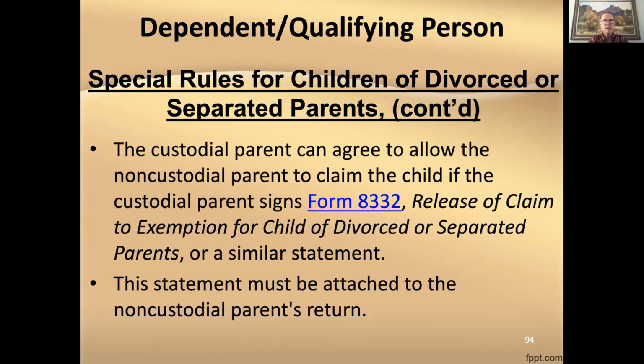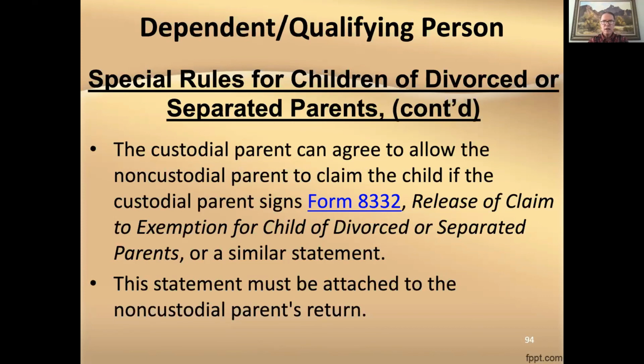So let's take the example, mom and dad have split. The child is living with mom, but mom says that in the odd numbered years, like 2021, dad may claim the child as a dependent, so that dad's filing status, instead of single, becomes head of household. That gives him a greater standard deduction. But that statement has to be attached to dad's return.